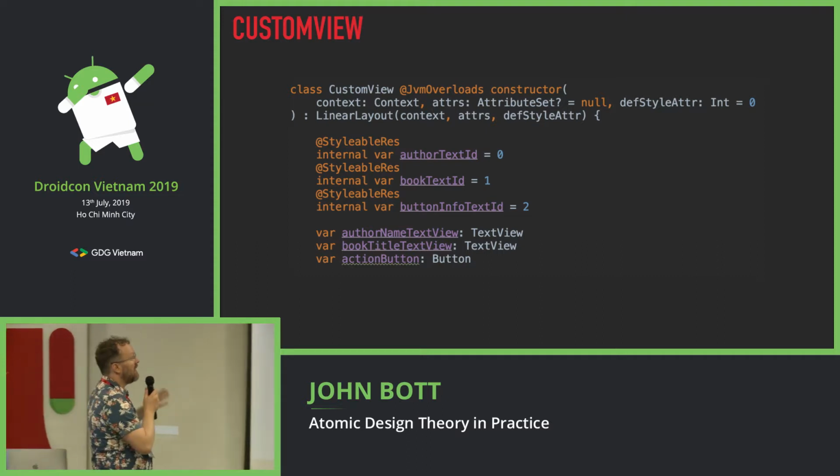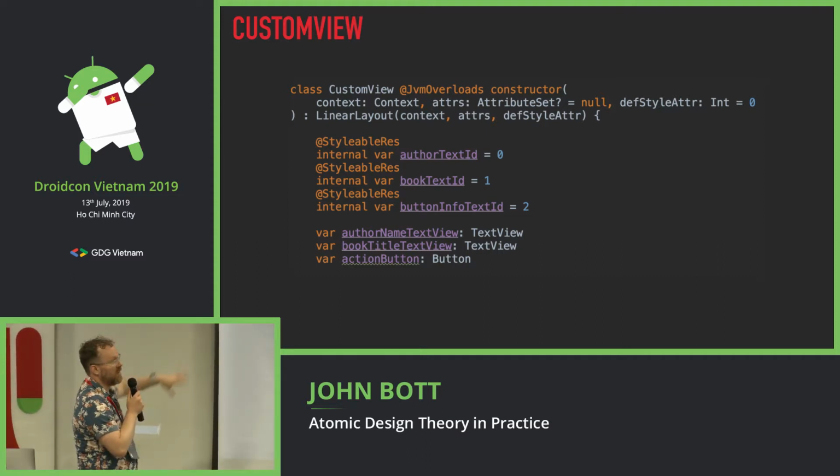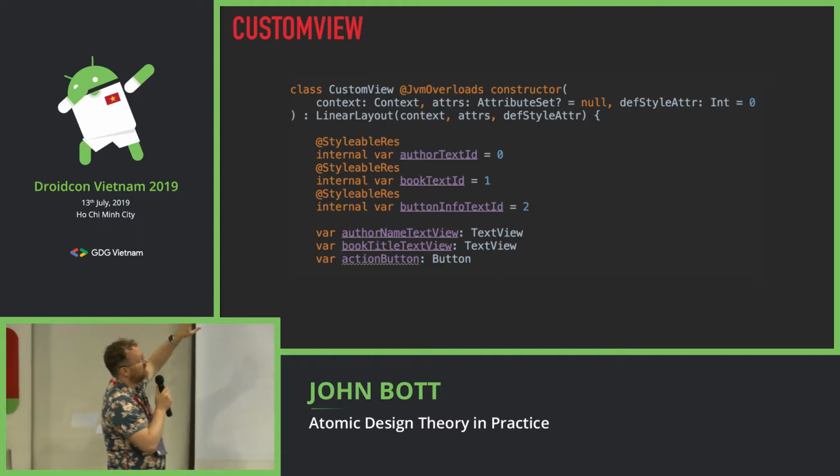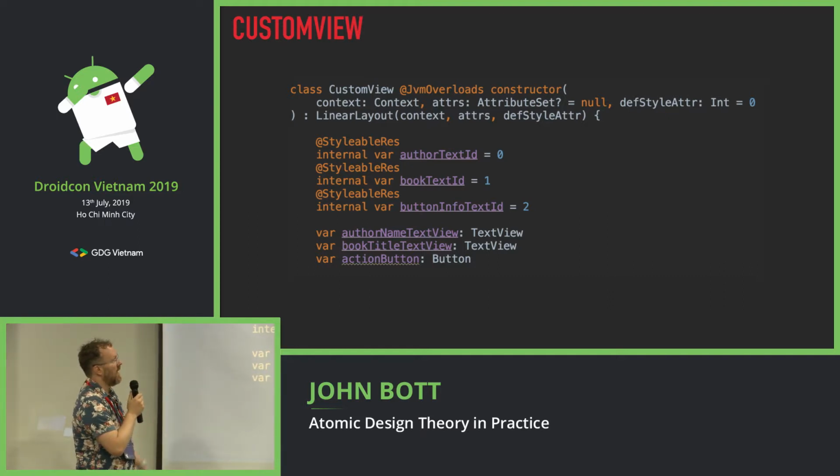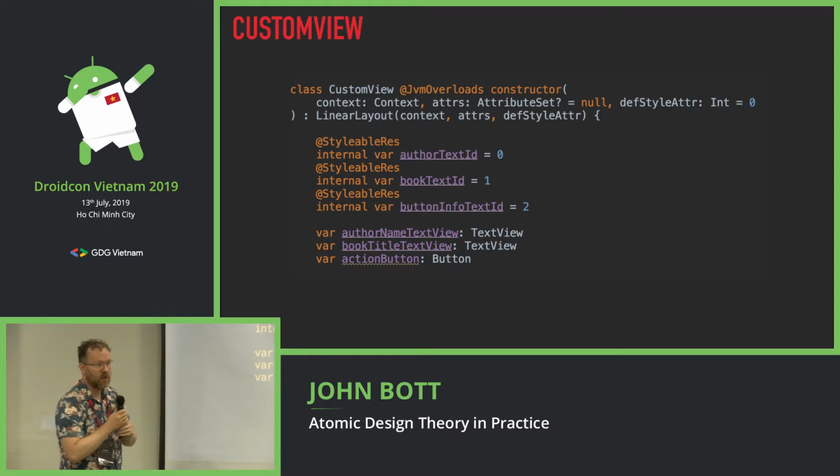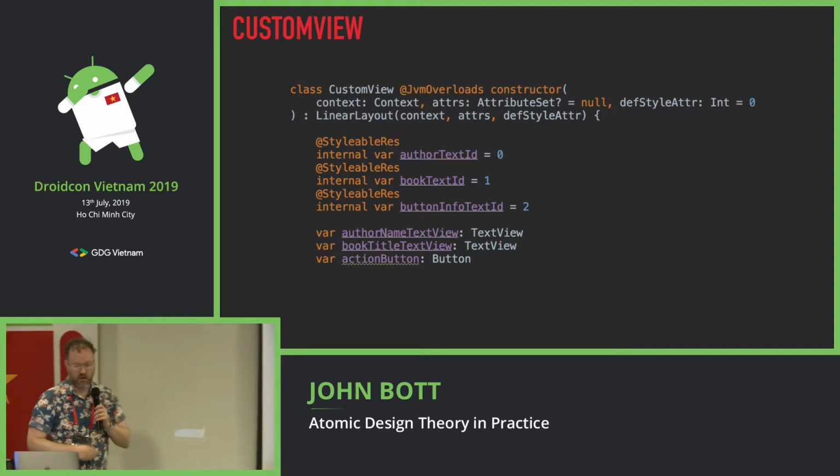We've created this custom view, and this custom view inherits from the linear layout. And we've created these resource identifiers. This is how we hook the XML properties into this code. So we do have to create these, and then we are also creating pointers to the different views, the text view and the button. Really not a lot of complicated code here as well.